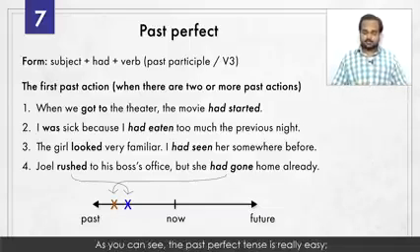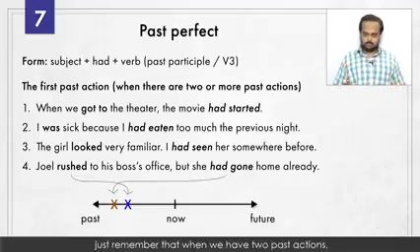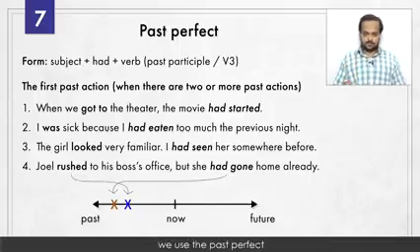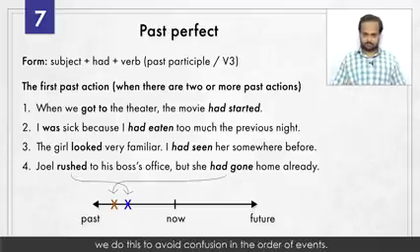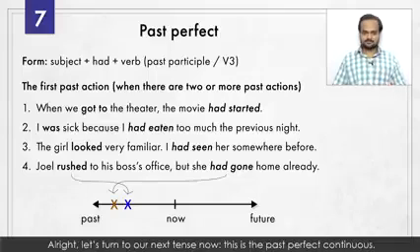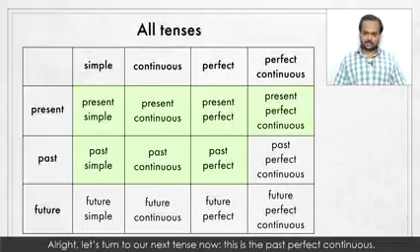As you can see, the past perfect tense is really easy. Just remember that when we have two past actions, we use the past perfect if we want to clearly indicate which happened first. We do this to avoid confusion in the order of events. Alright, let's turn to our next tense now.